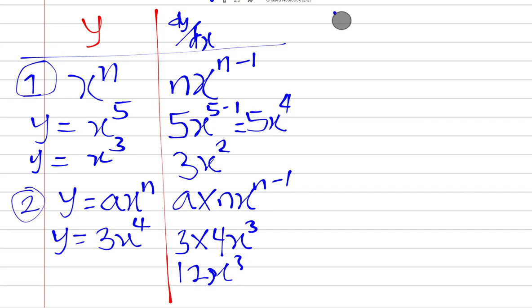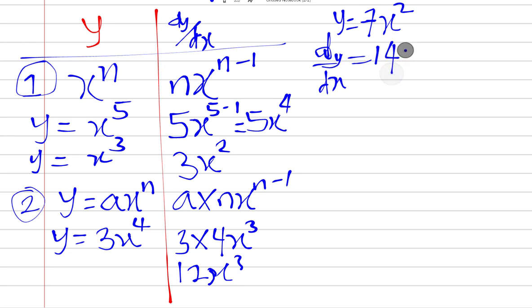So what if I have something like y equals to 7x squared? What will it be? 7x squared. That will become dy dx. Our dy dx will be what? If you differentiate 7x squared, that's 2 times 7, 14. Are you seeing that now? Then x raised to power what? 2 minus 1, 1. That's the same thing as what? 14x. Do you see that?